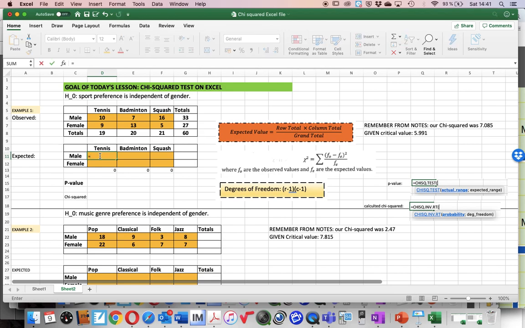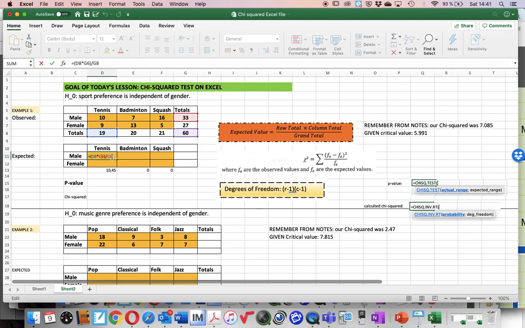Okay, so we're going to go equal sign, and we're going to need a bracket because we're going to have to divide by 60 both values. And we're going to go this value times the row total, close bracket, divided by the total. Okay, this is our first expected value. If you check your notes from before, it is the same.